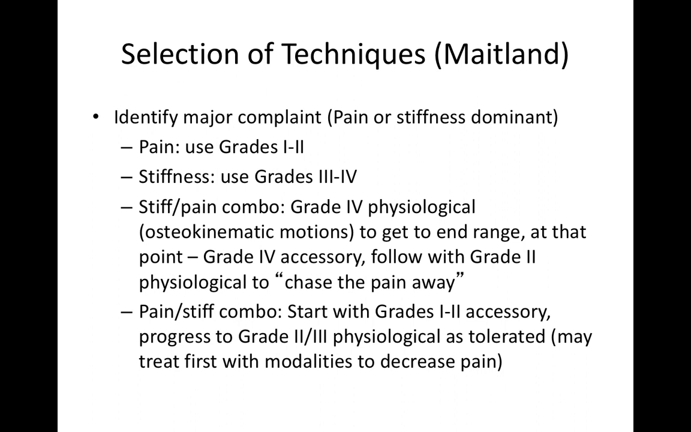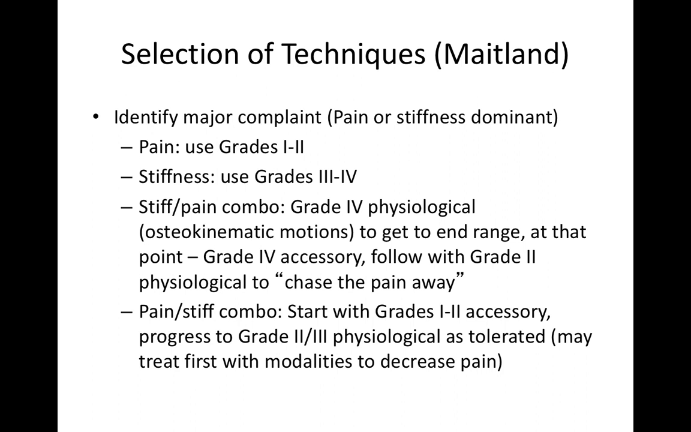When we're selecting techniques, we want to identify the major complaint. Is the complaint pain, or is it stiffness, or is it both? If it's typically pain, we're going to use our lower grades 1 to 2 and stay out of areas of resistance. If we're talking about stiffness, we're going to use some of our higher grades 3 to 4 and beyond in order to really impact the resistance or the end range.